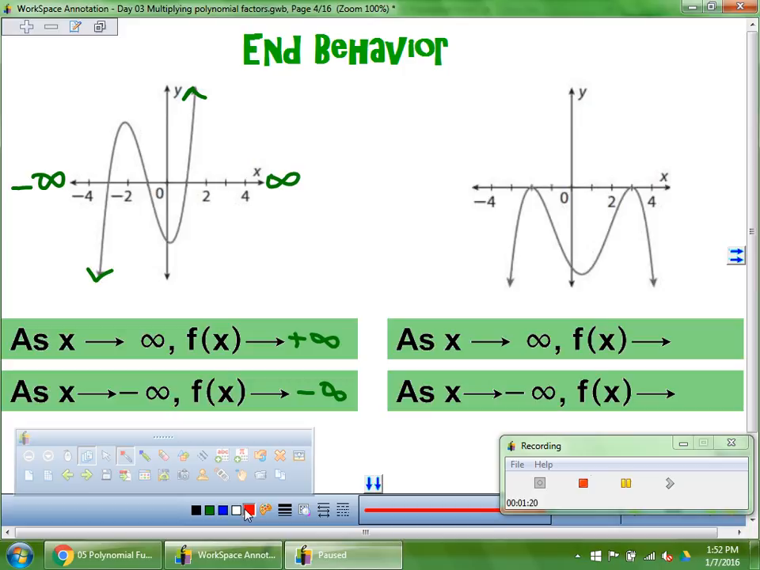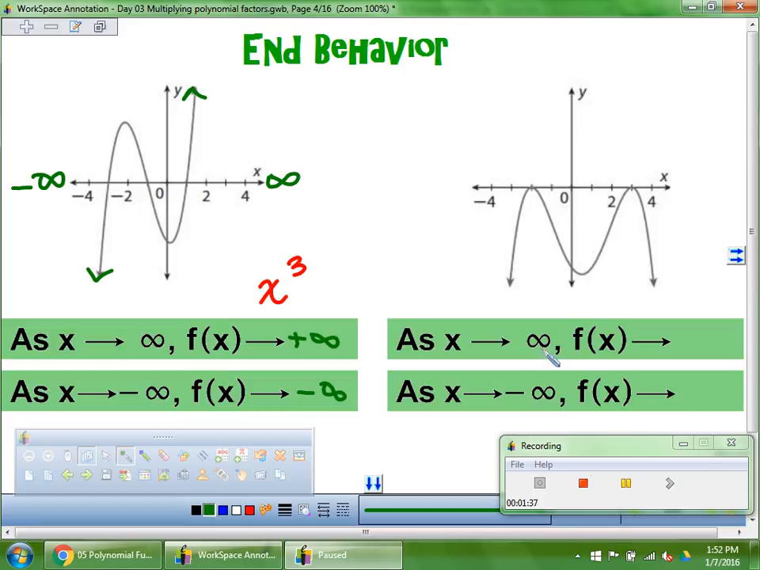And it's interesting, this is a cubic function. We know that any function with an odd exponent, they're going to start and end at different directions. So it's really easy to see here that these are opposites. Okay? Let's look at this one.